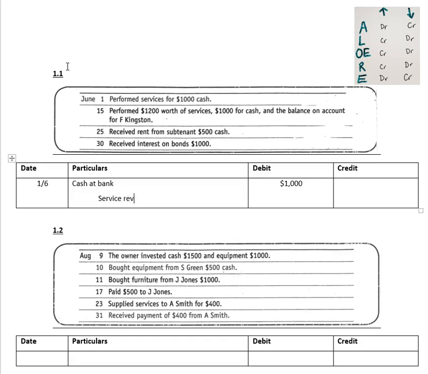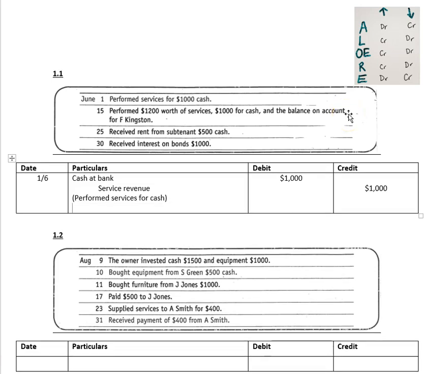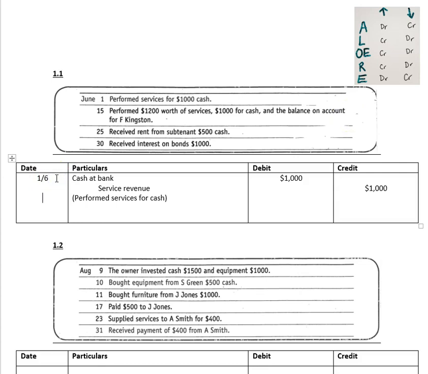I'm going to indent the second one, and that is a credit. And I'm also going to write a description. So my description needs to be in brackets. You pretty much copy the journal description. So performed services for cash. Okay, and that's my first journal. So you're going to leave a line in there and you're going to rule off just in the particulars column.